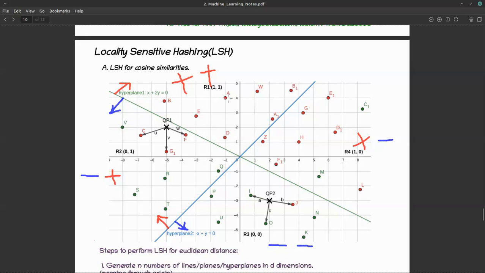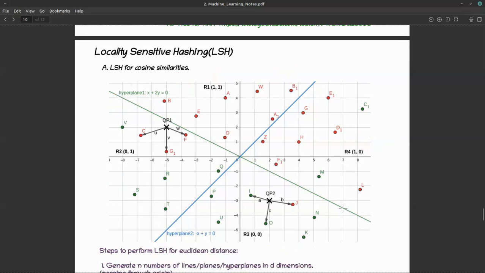Just take the dot product of the point with the hyperplane. Whatever answer you get, if it's positive, it's in the positive half, so just say plus or 1. Just take the dot product of this point with hyperplane 2. If it is positive, then write plus, or you can say 1 also. If it is negative, you can write 0 or -1.